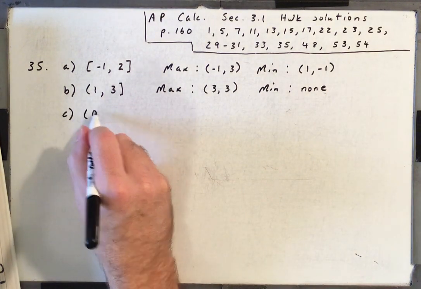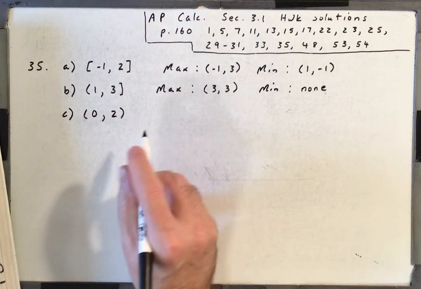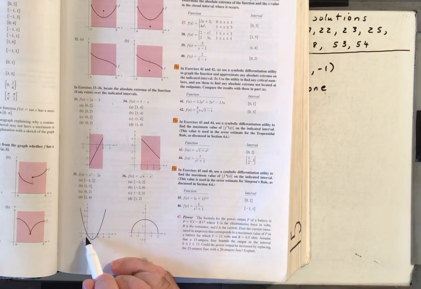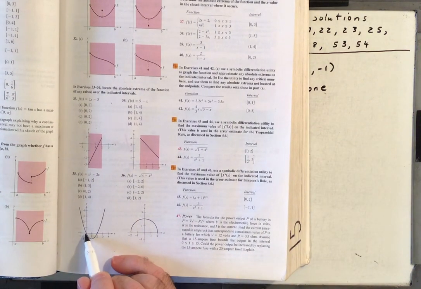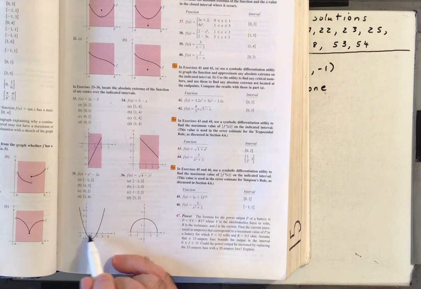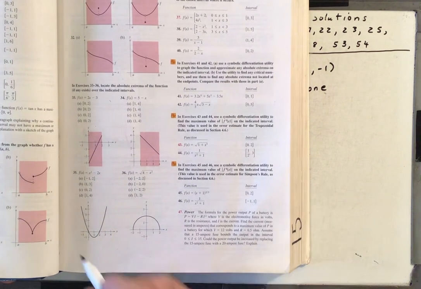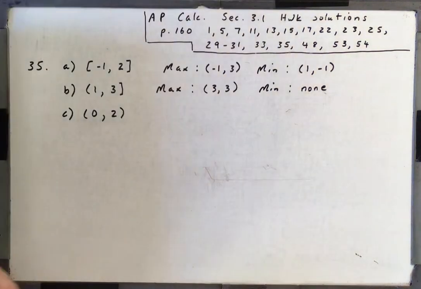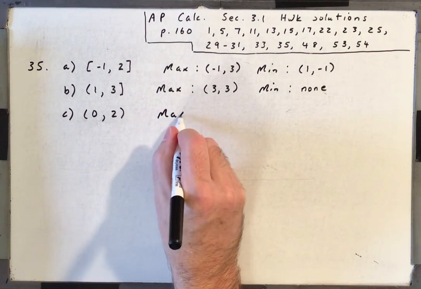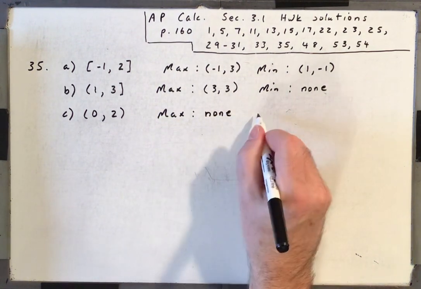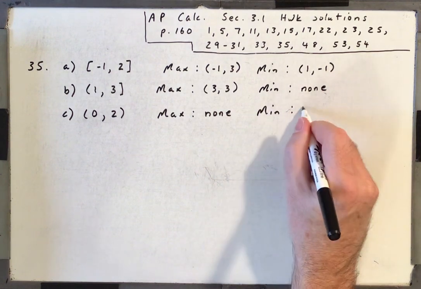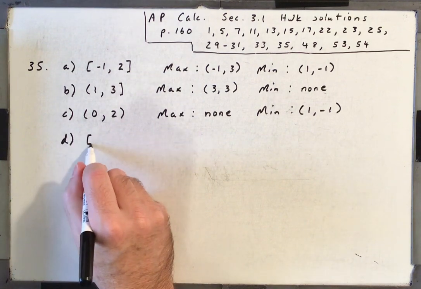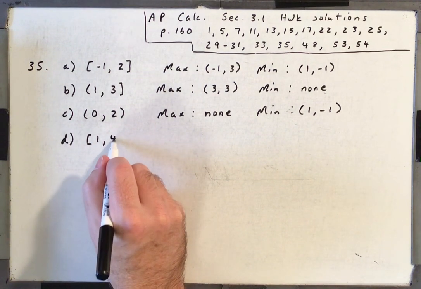All right, we have 0 to 2. Both are open. So the maximum between 0 and 2 is at y equals 0, but those 2 points are open. So there's not a max. There is a min, though, in between them, because that's not at an endpoint, at (1, -1). So the max is none, but we do have a min at the point (1, -1). In part D, it is 1 and 4.